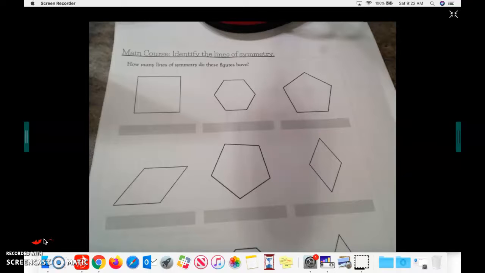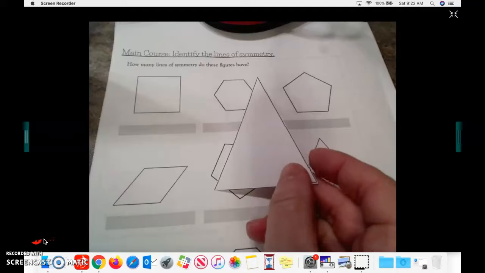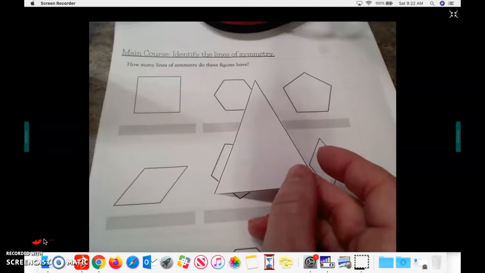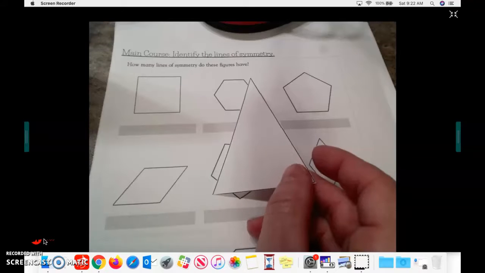Okay? I have actually cut out a couple shapes I was going to show you under the dot cam, and we were going to kind of fold them together and see what we think. Because for this main course, you're going to have to identify how many lines. So how many times could you fold the shape and it would match up exactly.